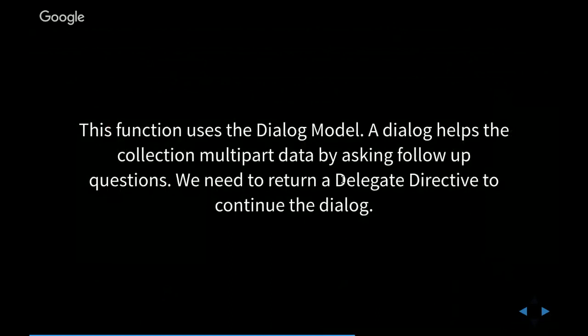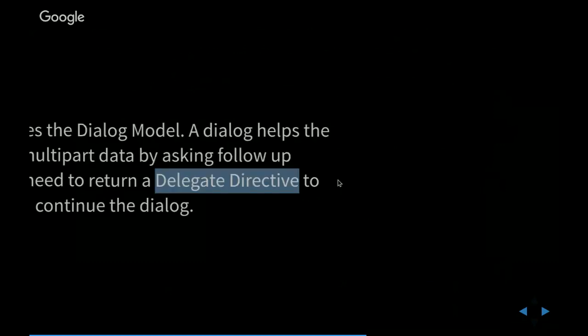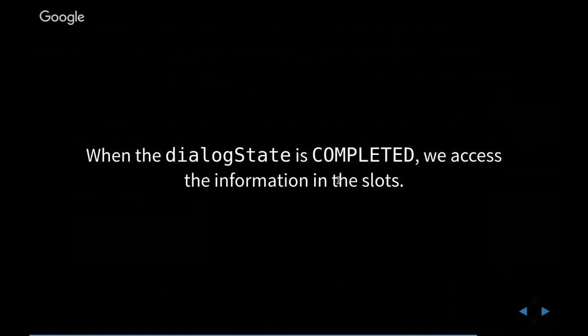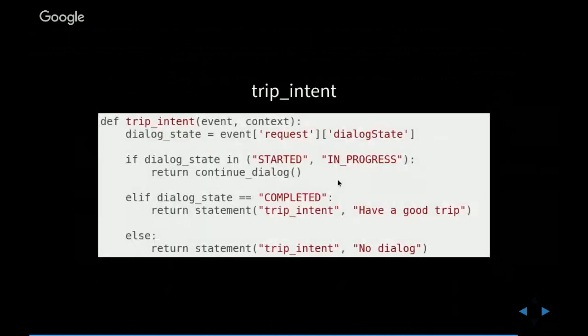This function uses the dialog model. Dialog model helps the collection of multi-part data by asking follow-up questions. We need to return this. This always gets me. My last video, I had a hard time. We need to return a delegate directive to continue the dialogue. And I'll say it again, it sounds like something from Star Trek. The delegate directive. Okay. So first we check the dialog state, which I showed you. If it's started or in progress, we call the continue dialog function. And if it's complete, we have access to the information in the slots. So here we go.